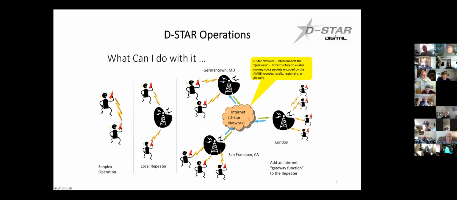Okay, D-Star operation. So what can you do with it? Well, you can do standard simplex. You can do ham to ham, which is fairly easy. You can do communications through a local repeater, just like you can with an FM repeater. But on the third part of this view graph, this is where you really can do some more interesting things. All these people that are probably connected together, every one of these people, depending on where they are, and they're in different places, can all talk to each other and they can all hear each other. And unlike Echolink, there's no delay, which is kind of a really neat thing. And that is because of the use of reflectors.